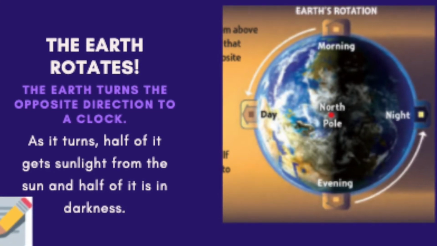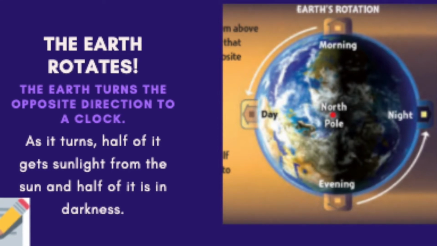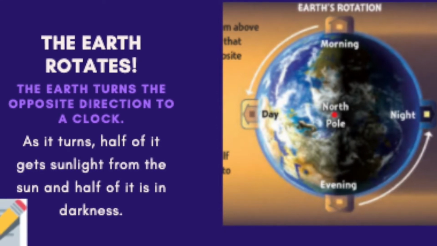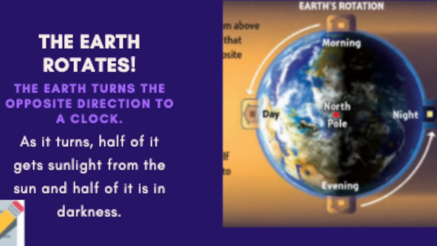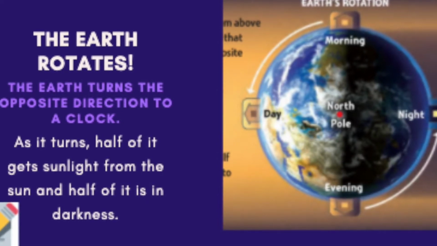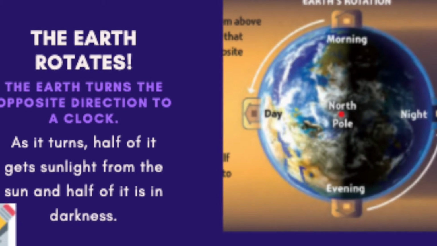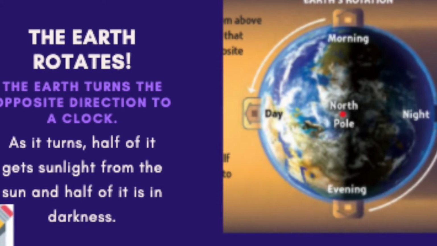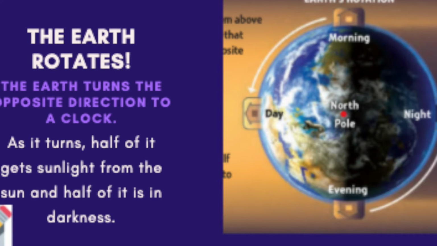As the Earth turns, half of it gets light from the sun and half of it is in darkness. It is day on the lit half of the Earth. It is night on the dark half of the Earth. Day changes to night as the Earth turns. This is the Earth's rotation.